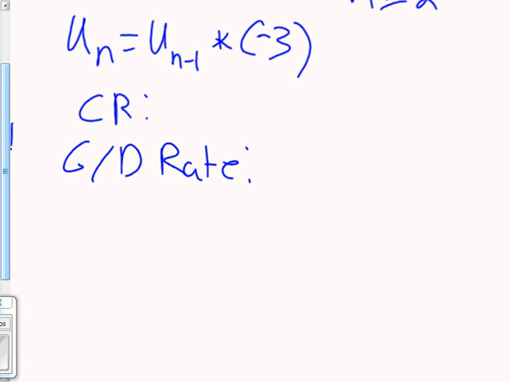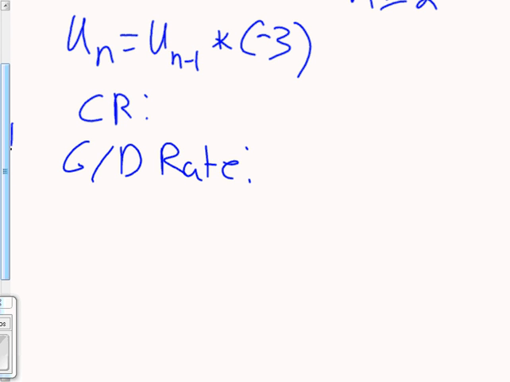Yes, so I'll do this one here in just a second. Is the common ratio absolute value or is it just the number? Yes, sir, it can realistically be negative. Yep. Yes. All right.